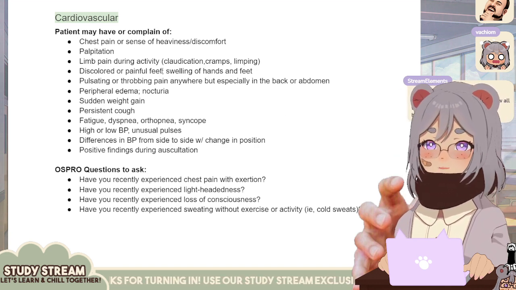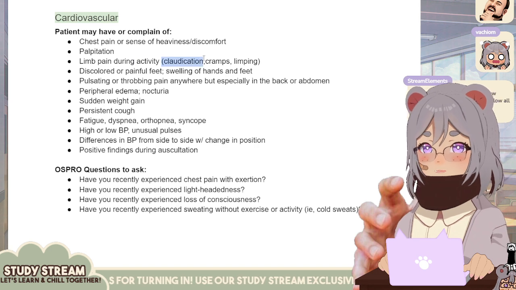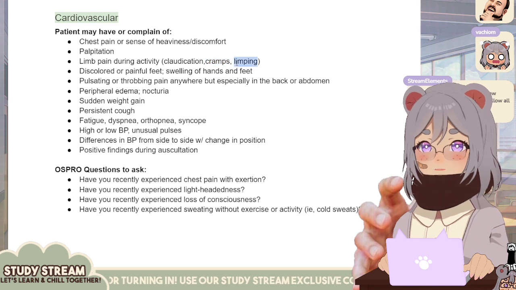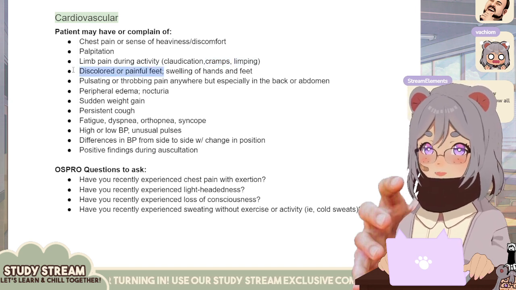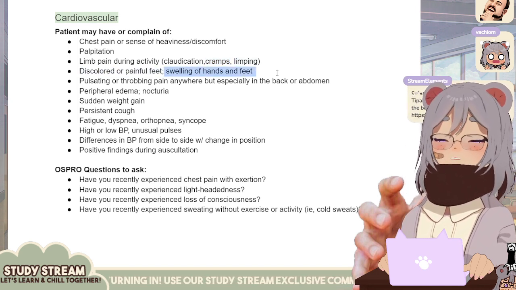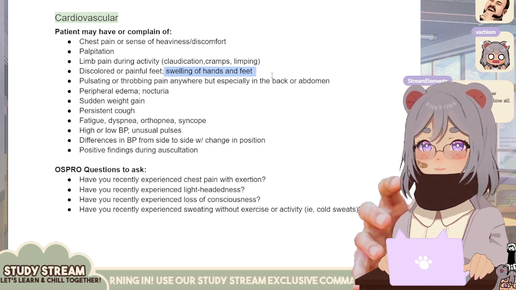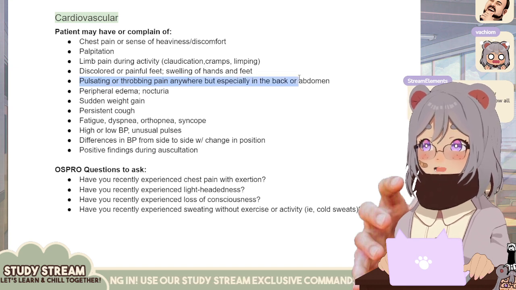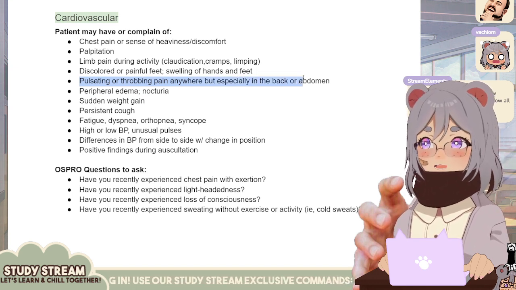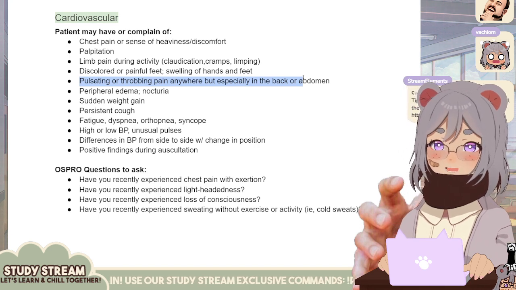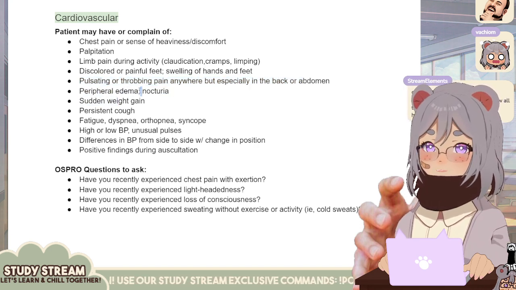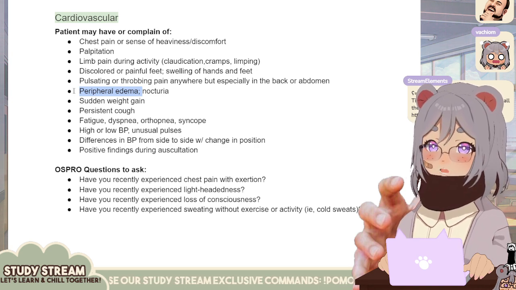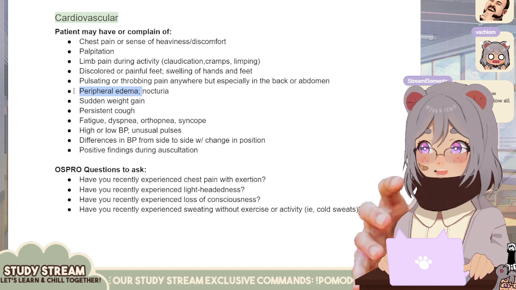Palpitations, limb pain during activity, which can be due to that claudication, where the circulation just isn't working too well. Cramps or limping. There could be discolored or painful feet or swelling of the hands and feet, and we'll talk about that a little more later with the pulmonary system. Pulsating or throbbing pain anywhere, but especially in the back or abdomen, which goes back to our AAA, abdominal aortic aneurysm. Peripheral edema, so swelling or fluid buildup in the extremities, or maybe they're peeing a lot, but at night.